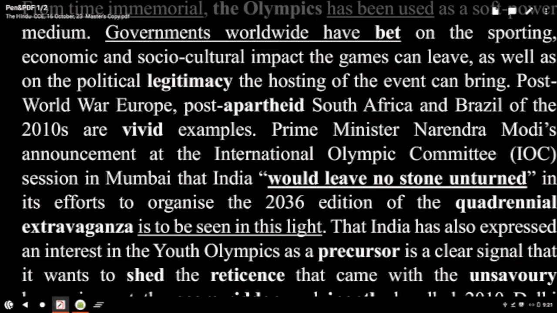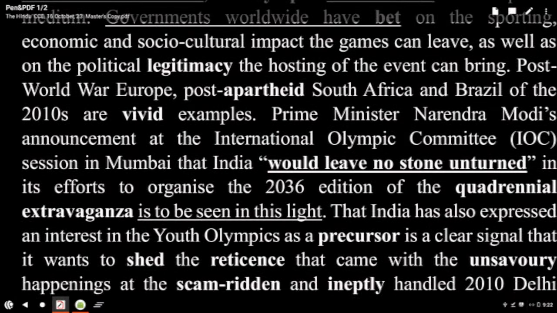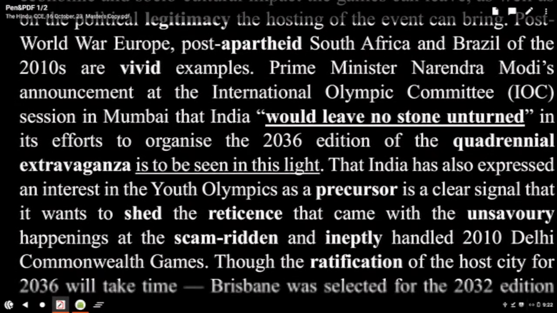In our country also we had it in the past with Harijans. You all know that. Harijans were not allowed to enter the temples. I'm sure you all know that. Today also in some villages it is being practiced. In a way that is also segregation, social segregation. It talks about after the World War Europe, after apartheid policy South Africa, and Brazil of the 2010s as vivid examples, means perfect examples to recollect and remember the positive impact of the event.